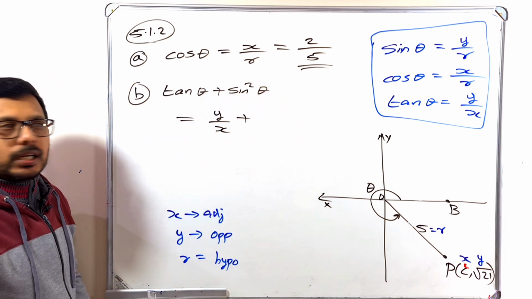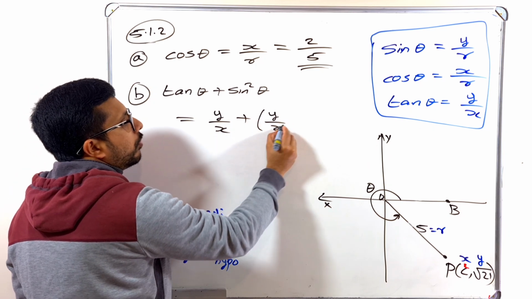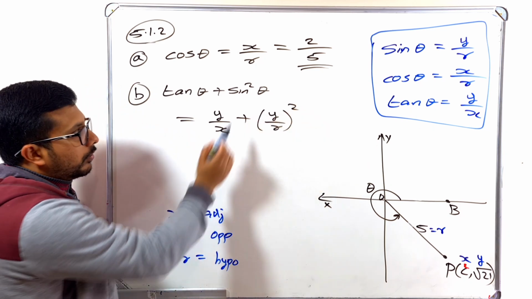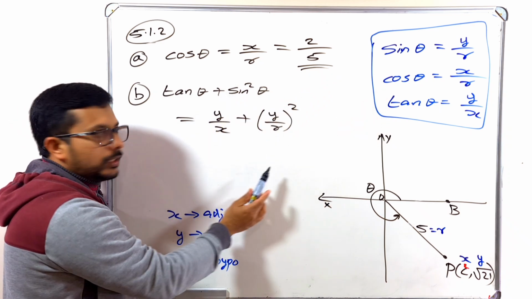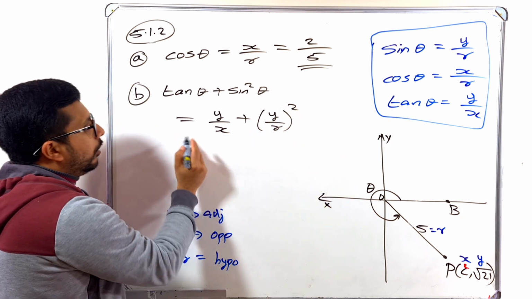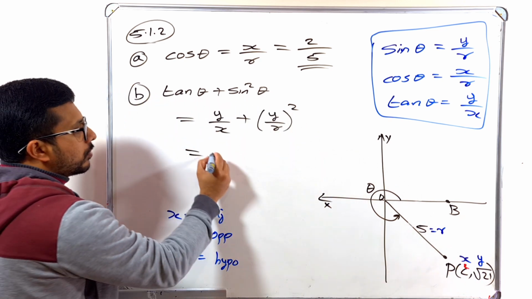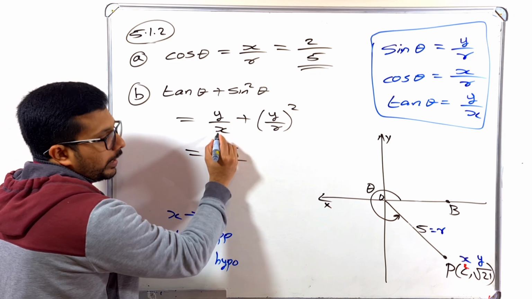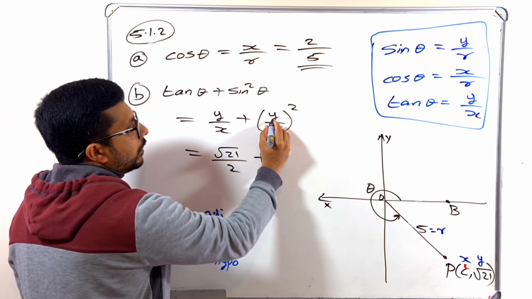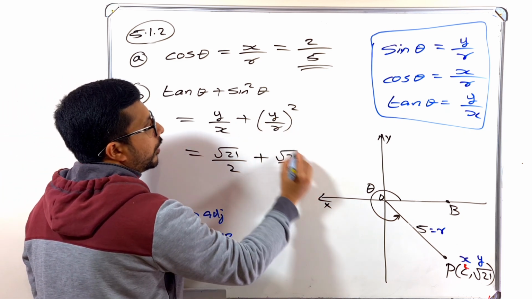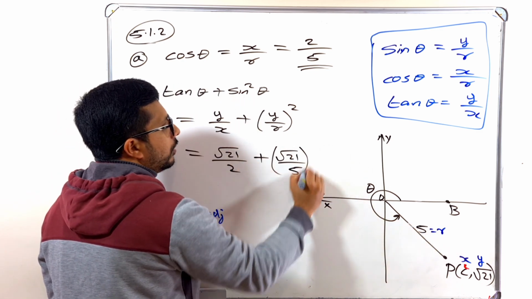What is sine theta? Sine theta is y over r. Since it is squared, it is y over r all squared. Sine theta is y over r, but here it is sine square theta, that is why I put the square there. Now substitute the values. What is y? y is root 21. So root 21 divided by x. x is the same as c, that is 2, plus y, root 21, divided by r. We know that r is 5, so 5 the whole square.